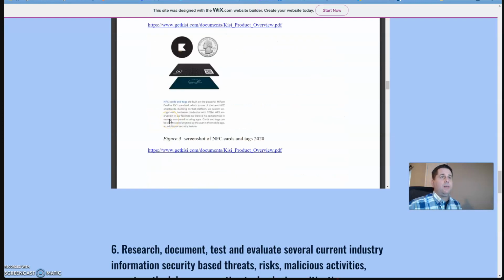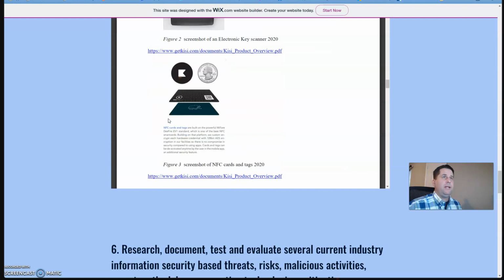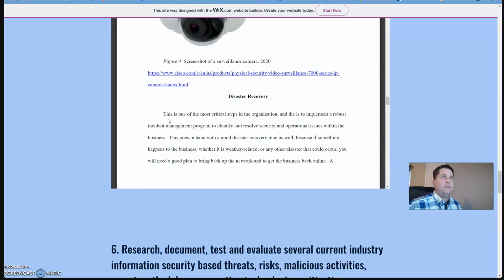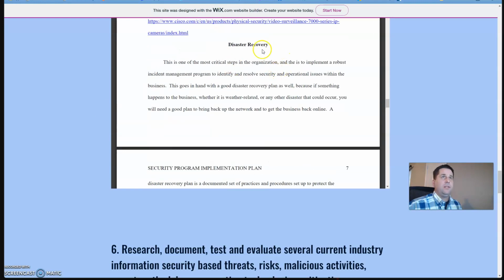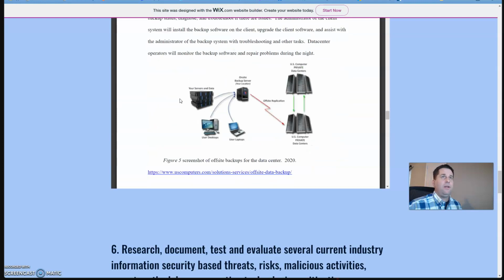And these are all the documents that I came up with. I did some research on scanners, badges, cameras, and stuff like that. And then this one, as you can see, I had to create a disaster recovery plan for this one as well. Every good company should have a backup on site and off site if they can afford it.